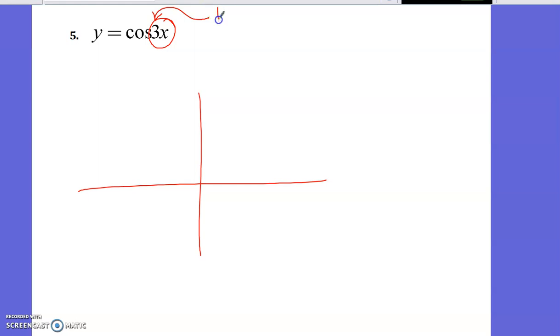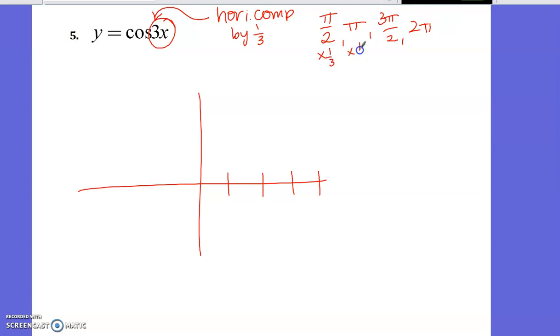This is a horizontal compression by 1/3. So we will multiply the x's by 1/3. So the original number line here was pi over 2, pi, 3 pi over 2, and then 2 pi. I am going to multiply these all by 1/3. And that is how I will scale it for this problem.